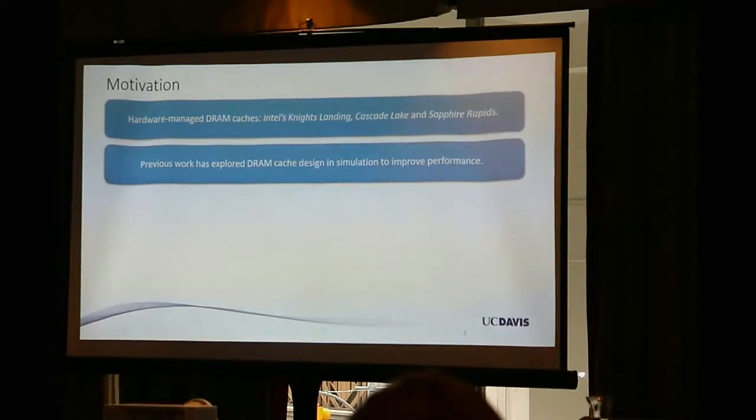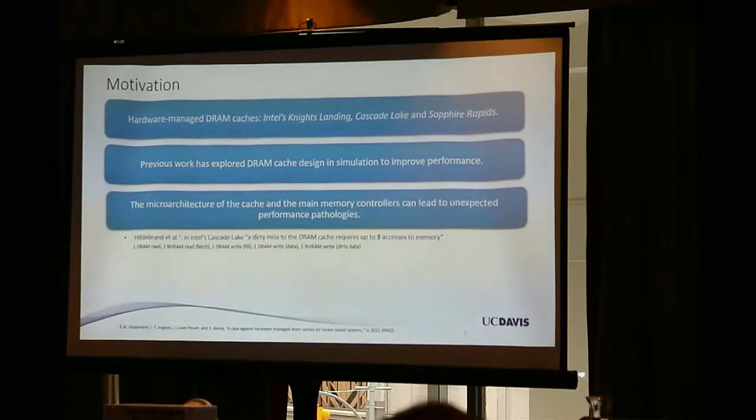In terms of research, there has been a very large body of research works around the idea of DRAM caches, but most of them are focusing on how to improve the performance of DRAM caches, for example, in terms of caching granularity or tag management or replacement policy. And we believe that the microarchitecture of the cache and the main memory interfaces or their memory controllers can lead to unexpected performance pathologies that haven't been captured properly and accurately in the previous research works.